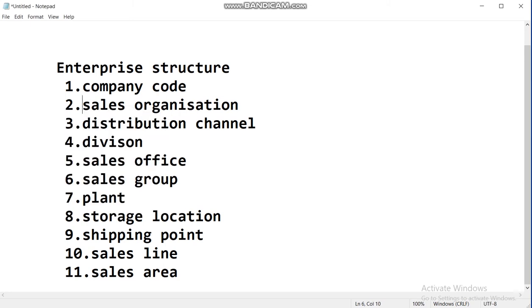What is a company code? Company code is an organizational unit which is responsible for all external financial transactions which happen in the company. So company code will deal with the external financial transactions happening in the company. So what are external financial transactions? They are nothing but balance sheet and profit and loss statements. And every company should have a company code, definitely.